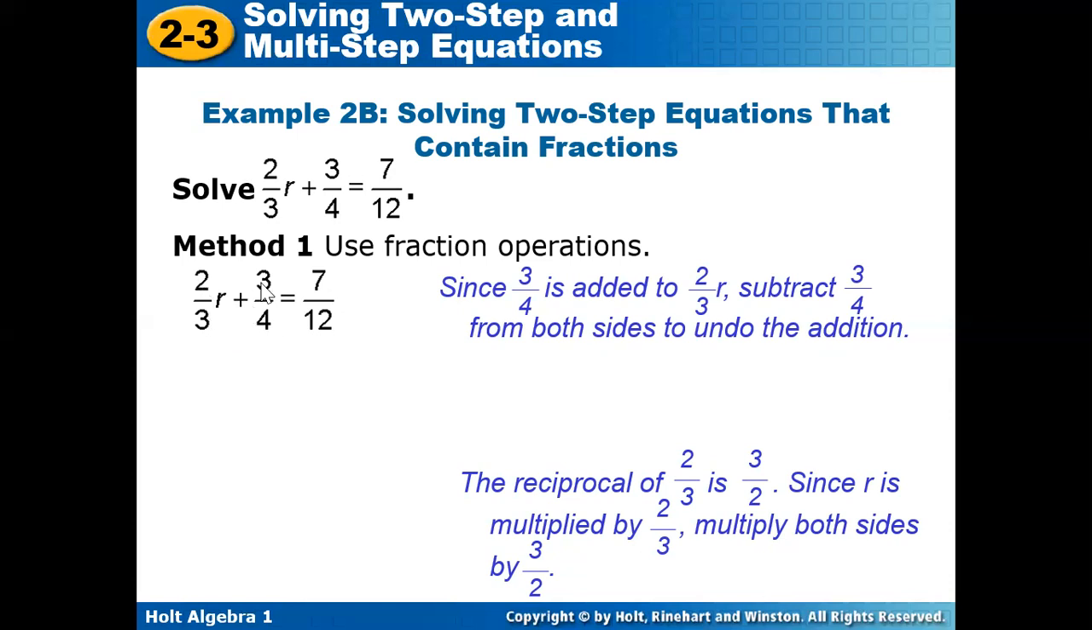2/3 r plus 3/4 equals 7/12. These are attached, right? We're going to subtract 3/4 from both sides, right? We have to find that common denominator, which is going to be 12. It's the same thing we did before, right? If you multiply 4 by 3 to get to 12, so you have to multiply 3 by 3 to get to 12. So once you multiply that out, you get 9 over 12, right?